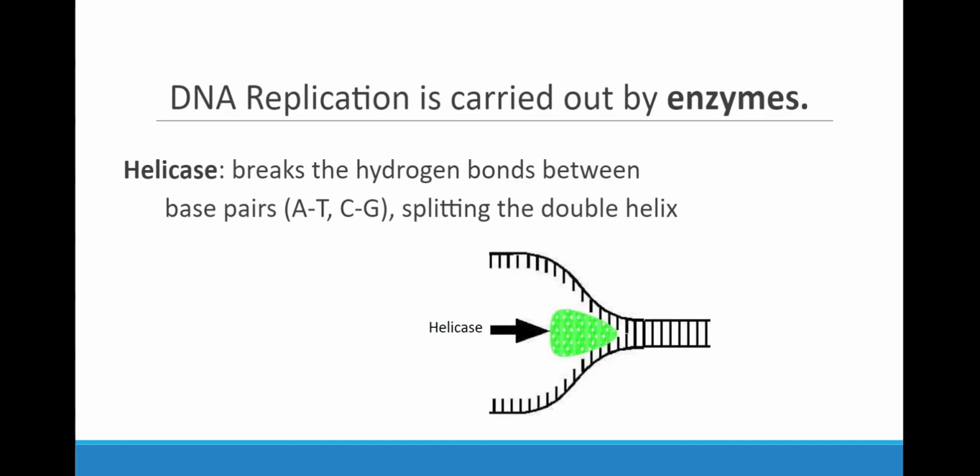The last things to know about DNA replication. You should know that DNA replication is carried out by enzymes. The first one to know is helicase. Helicase breaks the hydrogen bonds between nitrogenous bases and splits the double helix. Here we can see the helicase, shown in green, splitting the DNA molecule. You could think of helicase as unzipping the DNA.